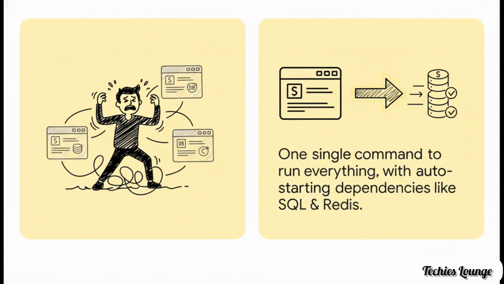And this just perfectly shows the difference. The old way is that classic scene. 5 different terminal windows open, you're manually starting each service, kicking off your database, firing up your cache. It's just so slow and easy to break. The Aspire way, you type one command. That's it. It spins up your entire application stack, and it even starts dependencies like Redis or a SQL server for you, automatically. It's a game changer.